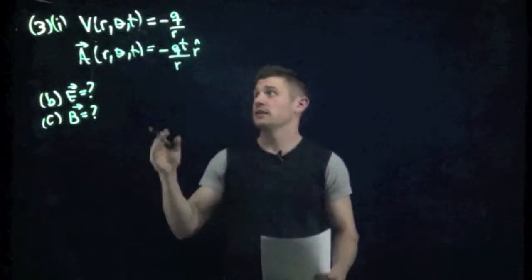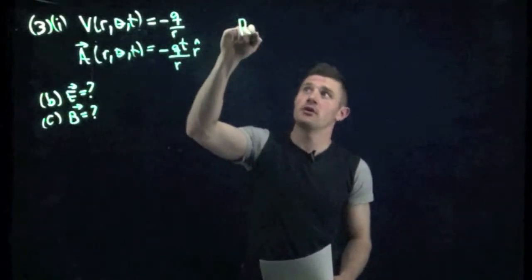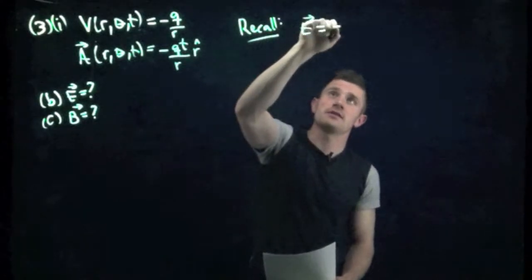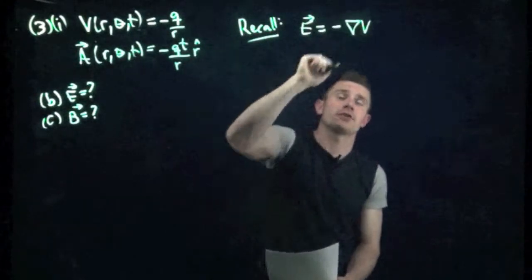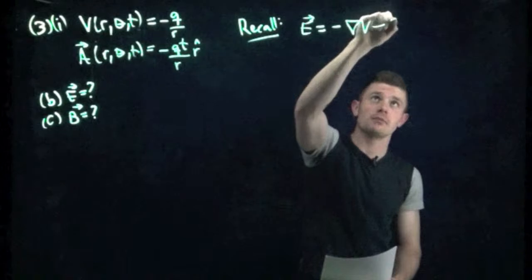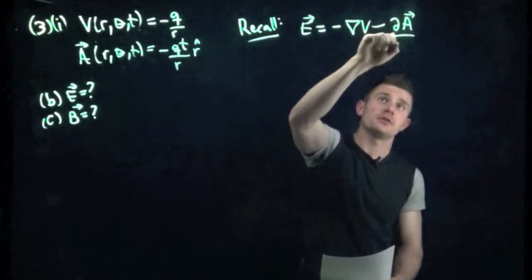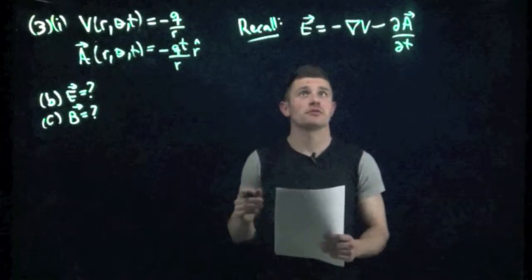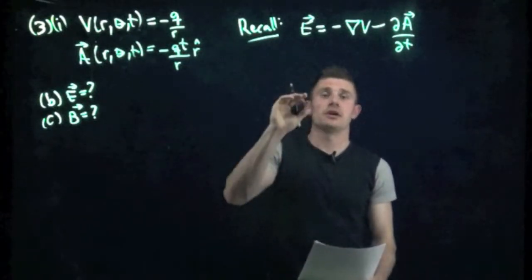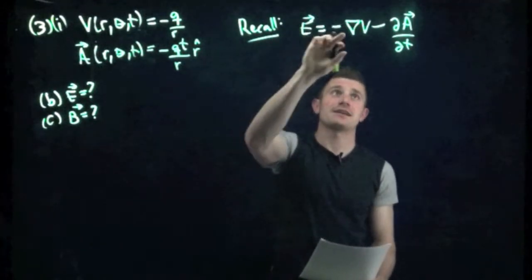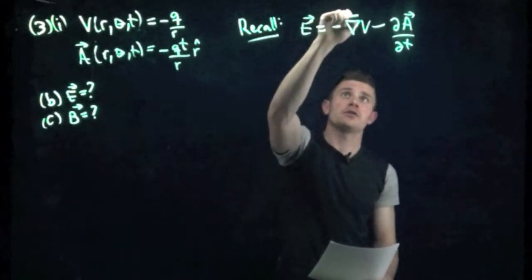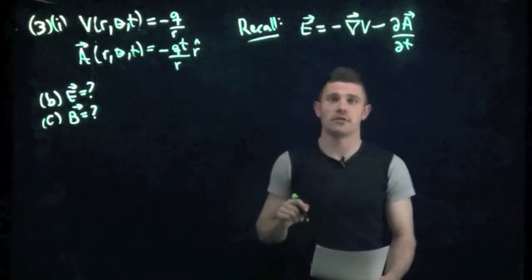So in order to find the electric field from these two potentials, we want to recall that the electric field is given by the negative gradient of our scalar potential minus the time derivative of our vector potential. And that's a formula that's probably in your formula sheet as well. It's just good to know that the electric field is given by the negative of these two potentials. This is the gradient, and then this is the time derivative.